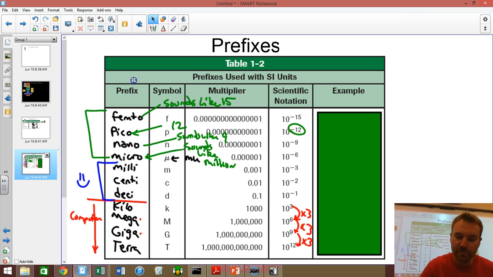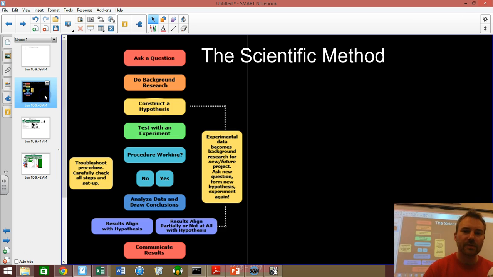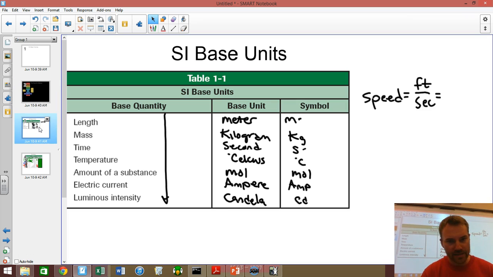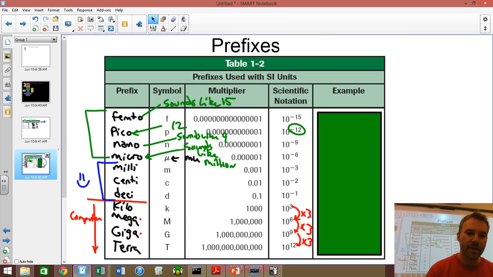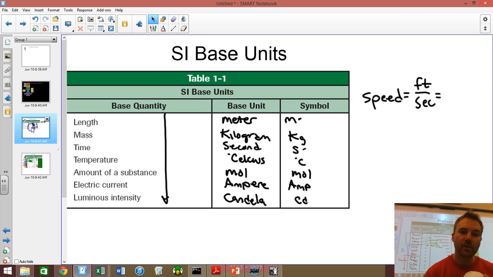So here's part 2. I'm sorry it was 20 minutes. I wish it would have been a little bit shorter. The scientific method, SI base units, and prefixes. Remember, go on the website, look up any one of those, and be ready to talk about it tomorrow.